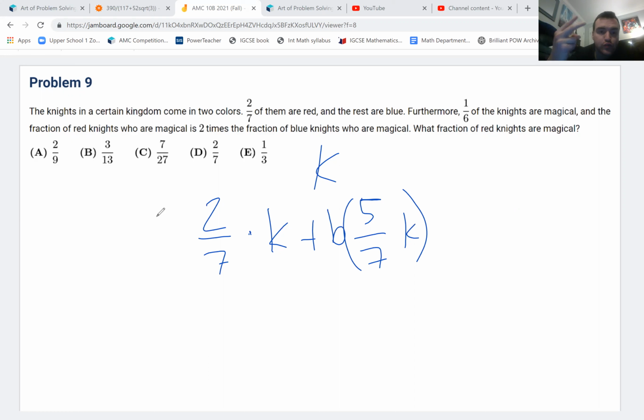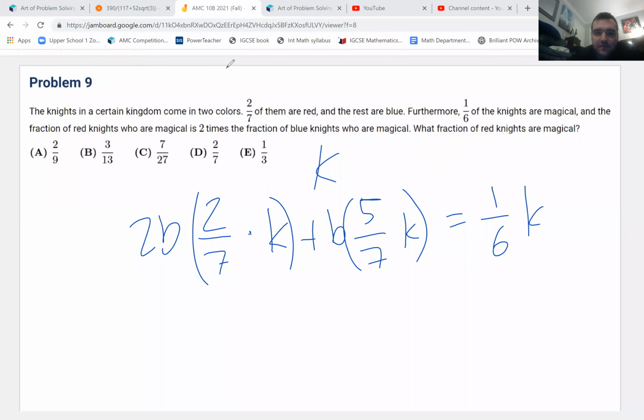Remember, it said the fraction of red knights that are magical is 2 times the fraction of blue knights that are magical. So that means I would need to multiply this one by 2B. And if I sum those together, that's the total number of magical knights, which would be 1/6 K, because 1/6 of the knights are magical. So therefore, I can then solve this.